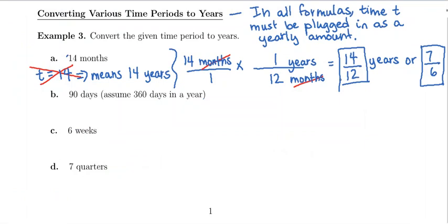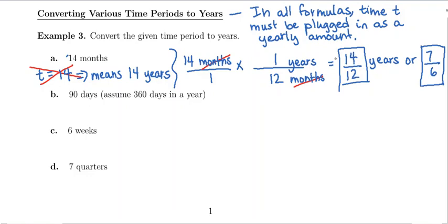All right, let's take a look at part B, 90 days. And there's a little note there that says assume 360 days in a year. We'll talk about that in just a second. Oh yeah, I promised you a shortcut. Hold on, let me back up to that before we do the 90 days. This conversion factor, you don't have to do that every single time. So look at our answer here, especially the 14 over 12. That's what we initially came up with before we reduced it.